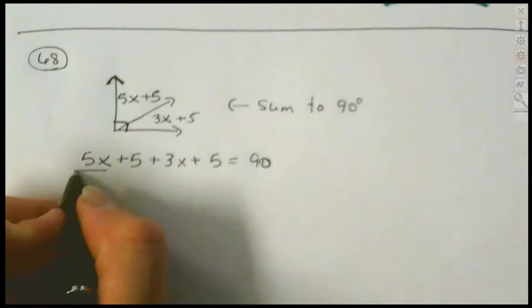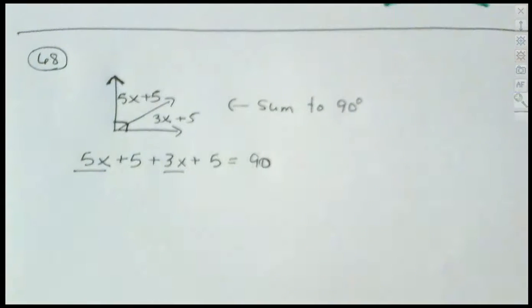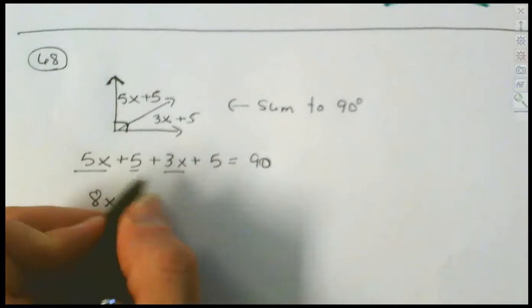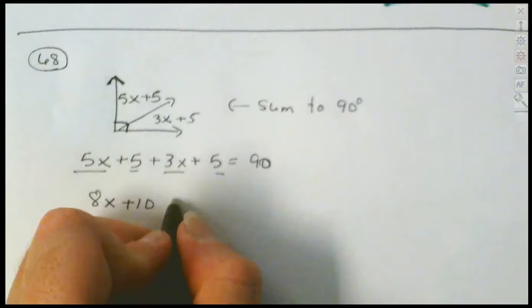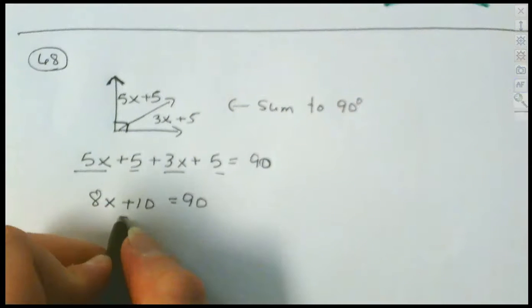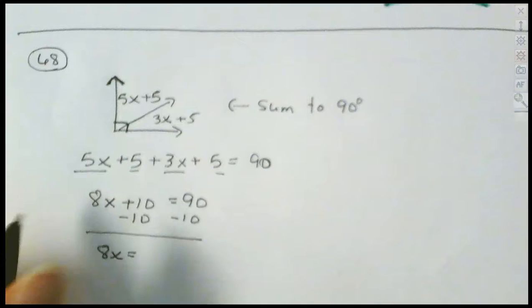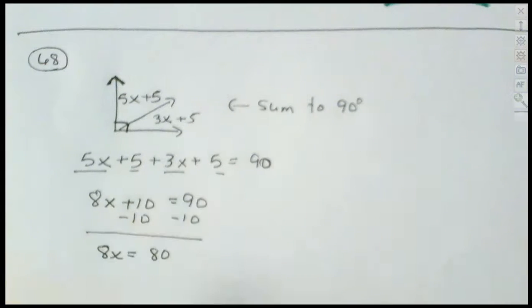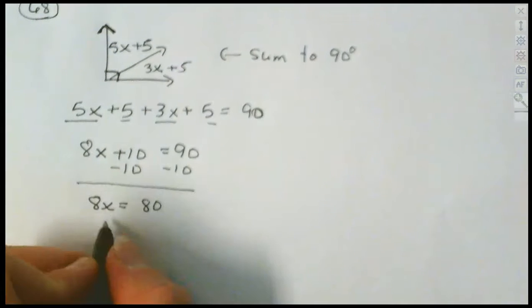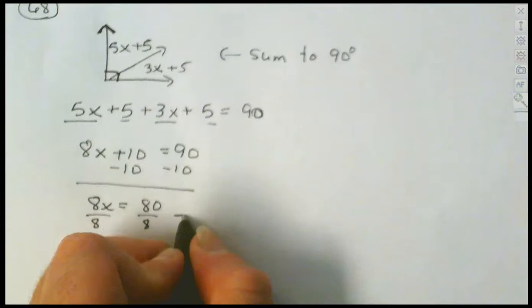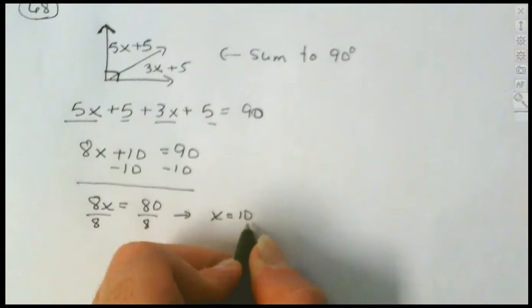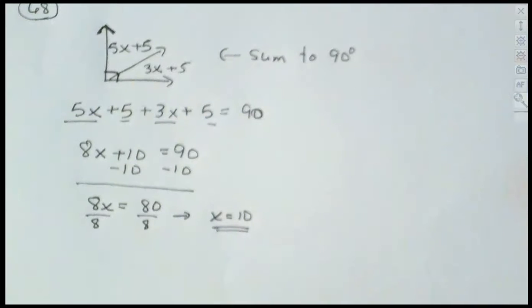We want to combine like terms. So the 5x and the 3x can go together to make 8x. 5 and 5 here make 10. And that equals your 90. We'll move that 10 over. So now we've got 8x equals 80. We'll divide by our 8. And so now we have x equals 10. Is everyone okay with that so far? Everyone see what we did? So we just added them together, and we got x equals 10.